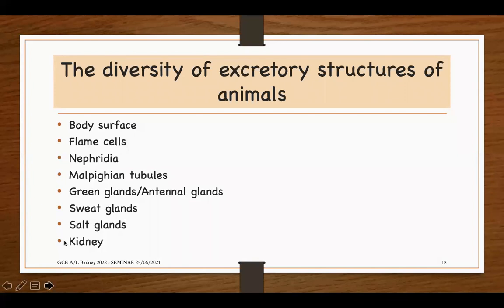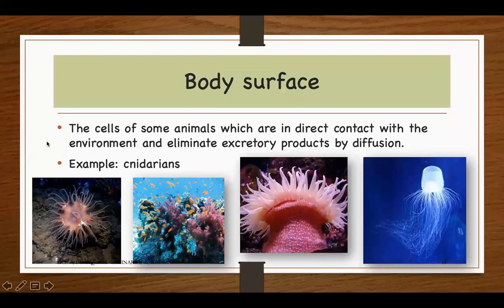Then let's move on to the first type of excretory structure, that is the body surface. Cells of some animals which are in direct contact with the environment will eliminate their excretory products by diffusion. For example, cnidarians or coelenterata, hydra, jellyfish, coral polyp, those organisms are in direct contact with the environment, and therefore they will eliminate the excretory products by diffusion.